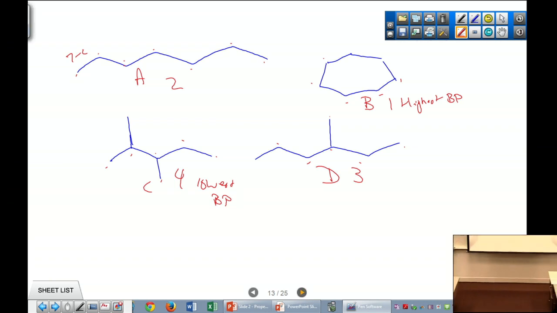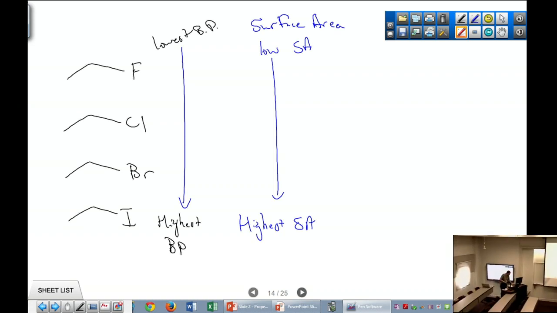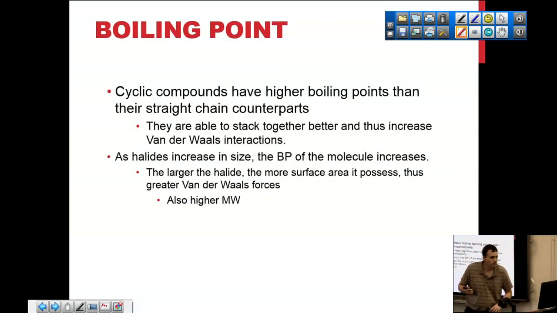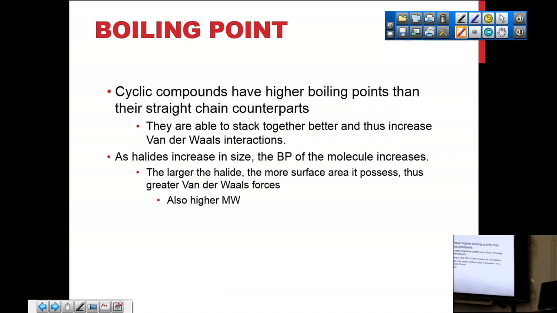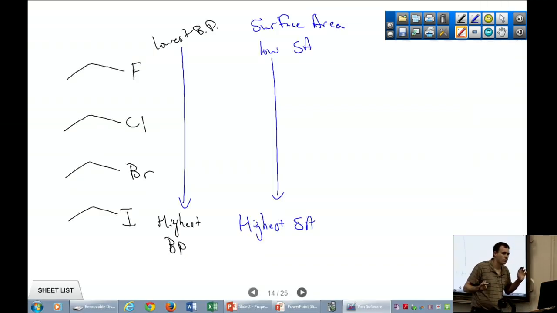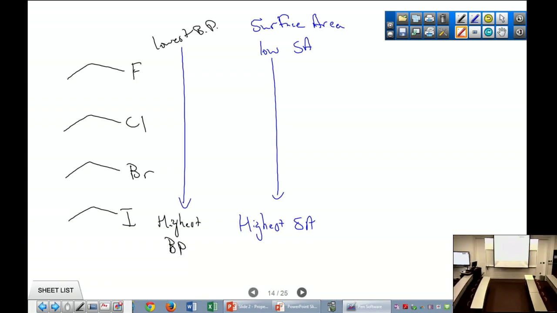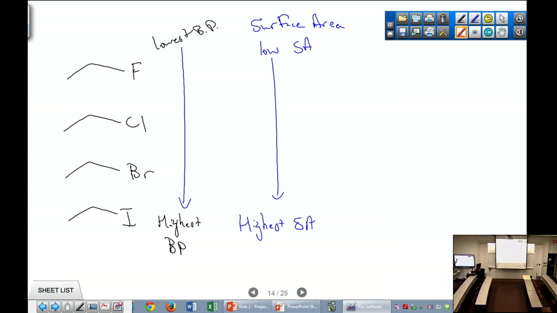Right. Now, as halides increase in size, the boiling point of the molecule increases. So the bigger the halogen, the bigger the boiling point. There are two reasons for this. We start with fluoroethane and go down with all of them: chloroethane, bromoethane, iodoethane. This has the lowest boiling point, and this has the highest boiling point.